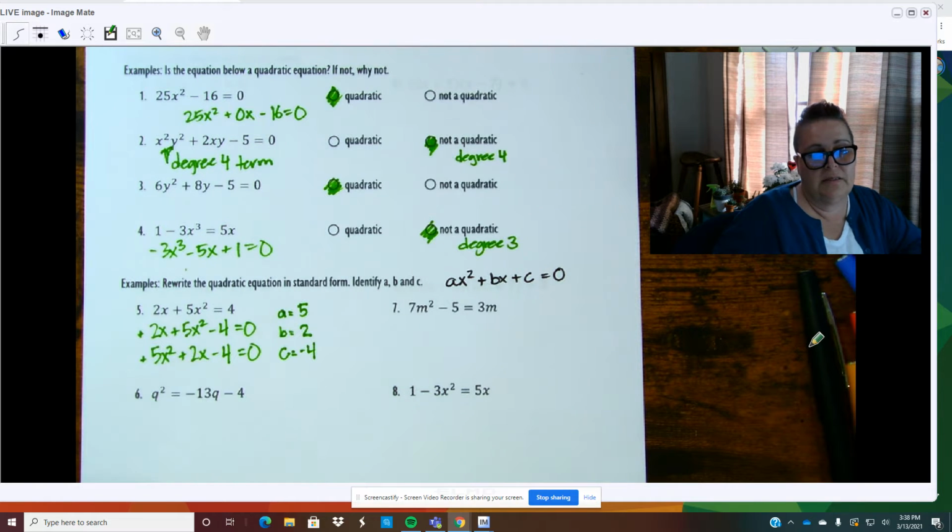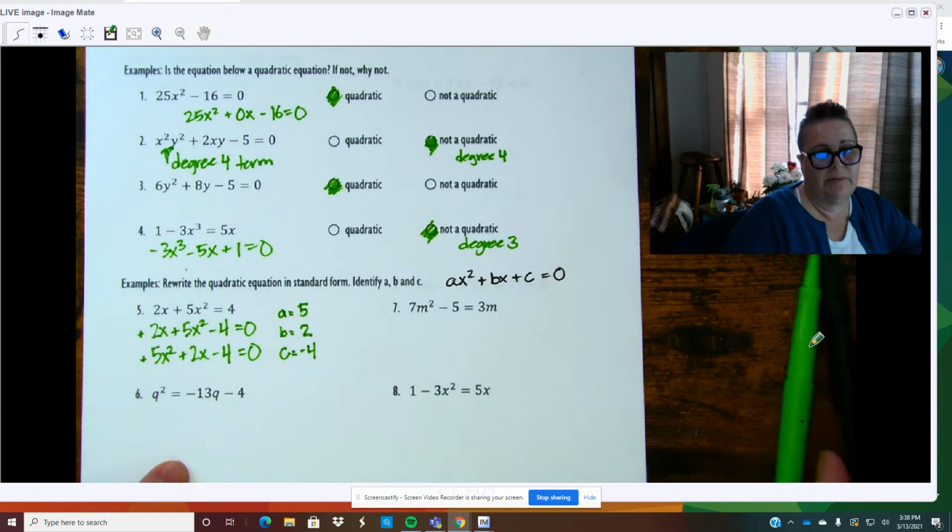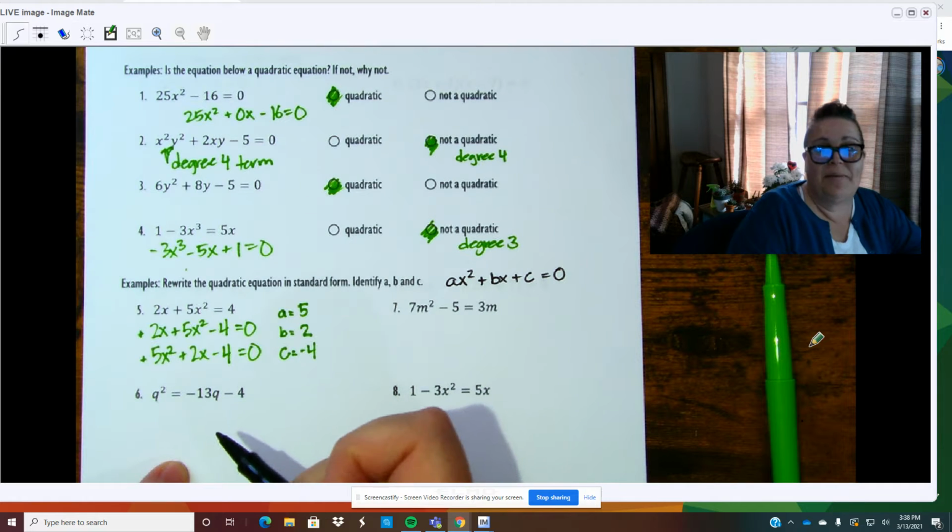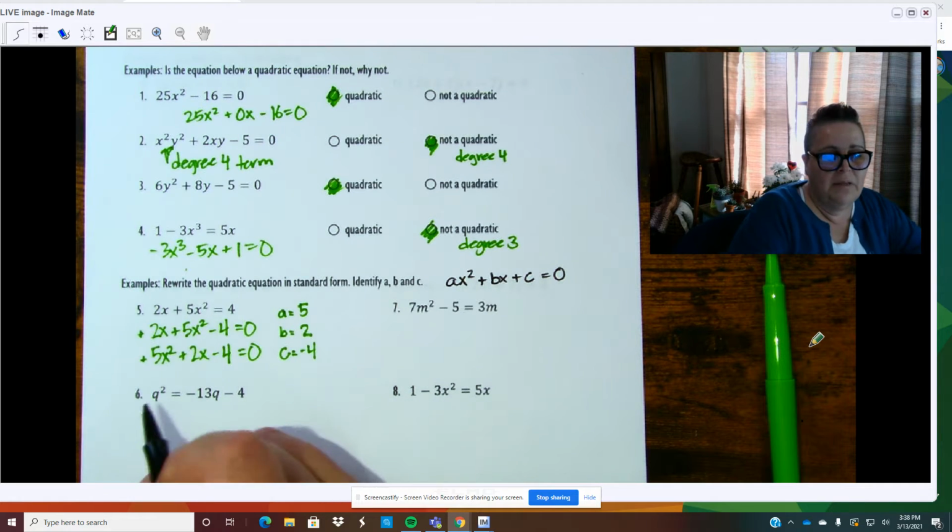Right? Similarly, I'm changing back to my black marker. I just like it better.